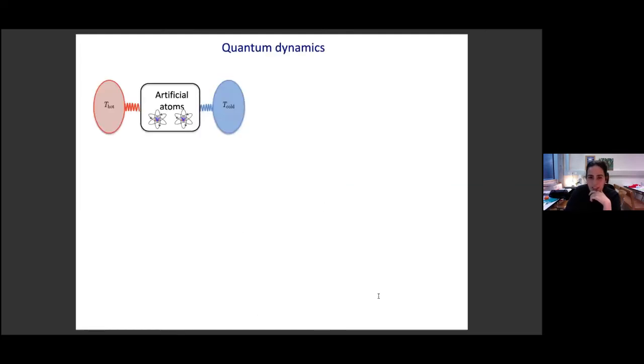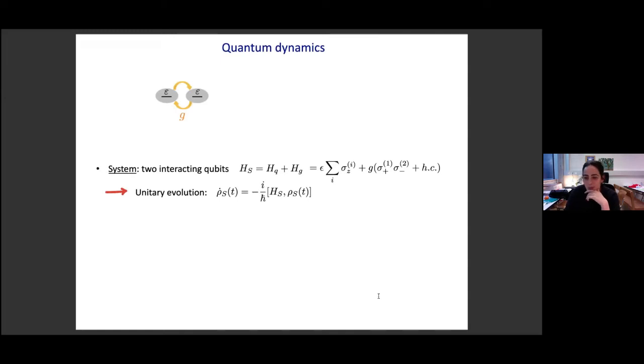So for the quantum dynamics, that's a bit the formal or technical part. So I will quit this type of nice drawing and go to something more precise. You can consider a more general setup, but for the moment, I will just consider two-level systems with degenerate energies, and the energy here is denoted with this epsilon, and they are interacting with a coupling strength g.